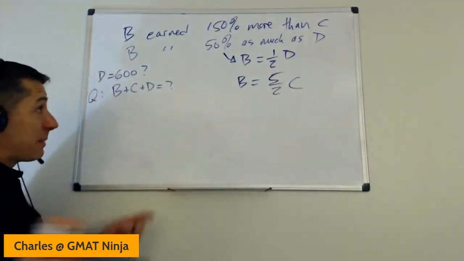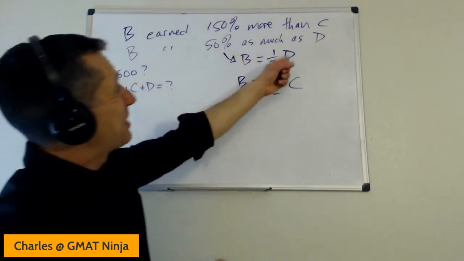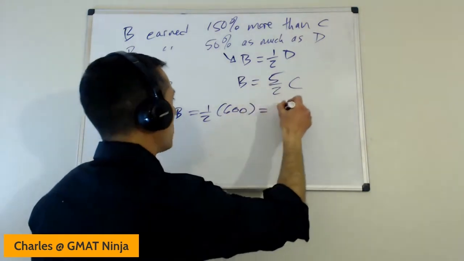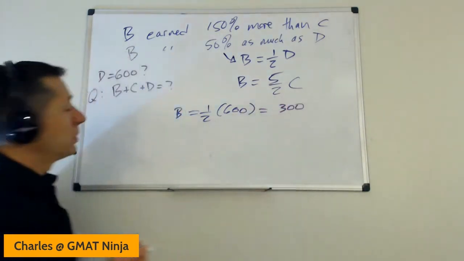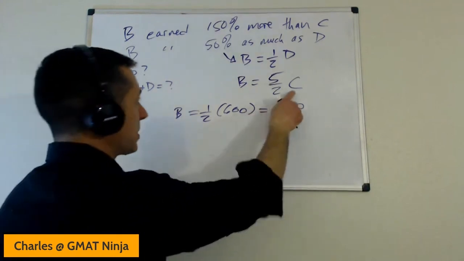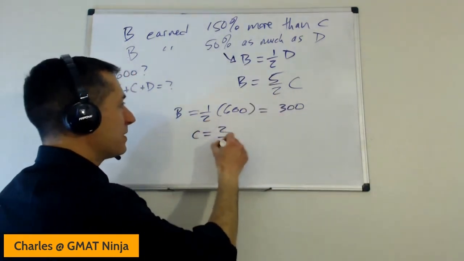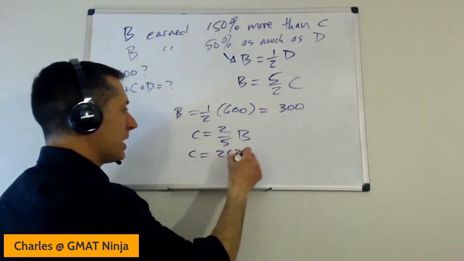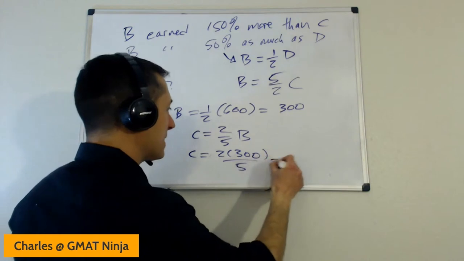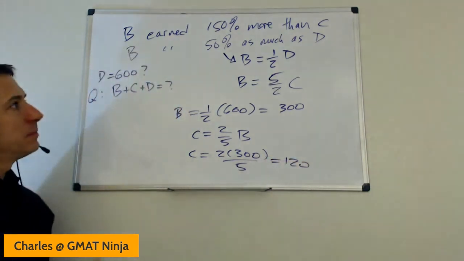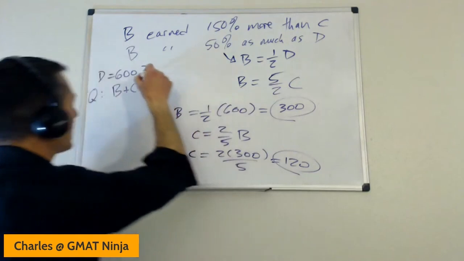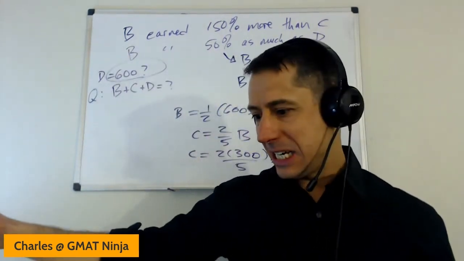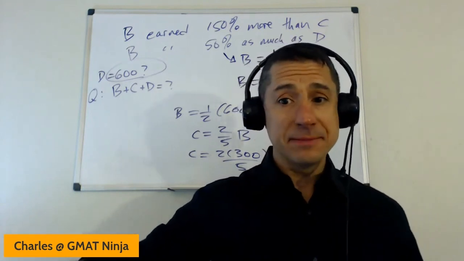And this is where I'm very likely to make an error. So punch in the 600 for Doug here. Buñuel, 300. What's going on here? So C is equal to 2/5 B. And we can punch that 300 back in. C equals 2 times 300 over 5. I believe that's 120. So 120 plus 300 plus 600 gives you 1,020. And that gives you answer choice A.